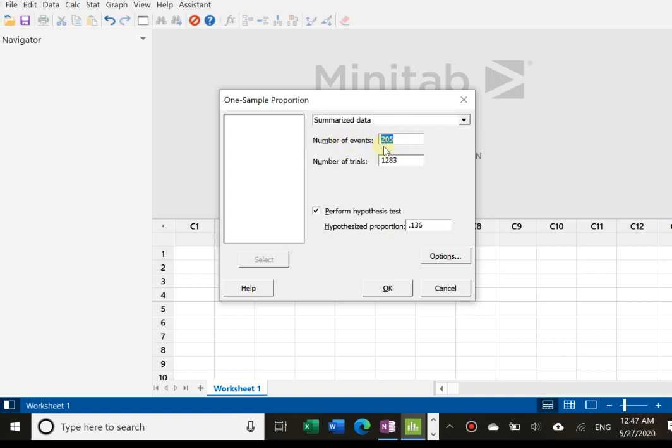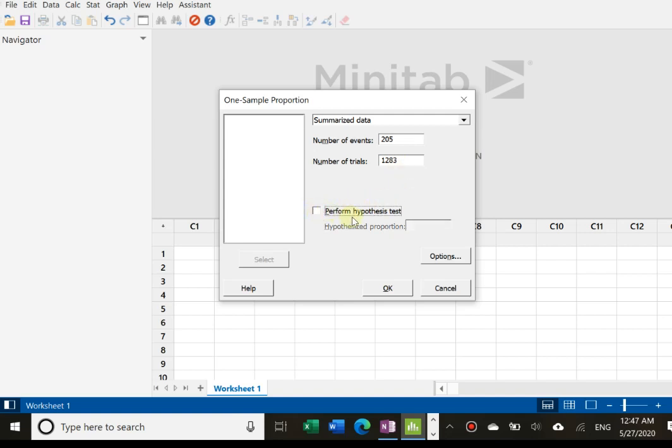And the number of events, again, it's already populated because I just ran this to insert it in my notes. But for you it would be blank, right? It would be something like this. There you go. So this is what yours is going to look like. So number of events, again, you just type in 205. Number of trials, that would be your sample, 1283.